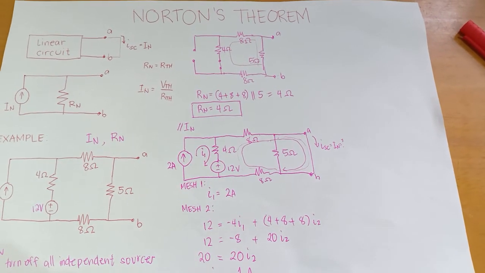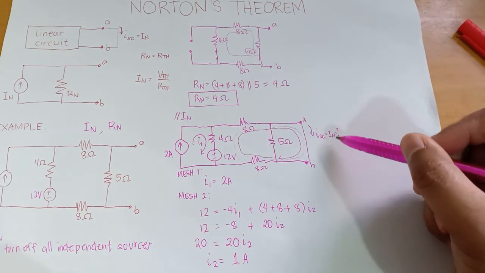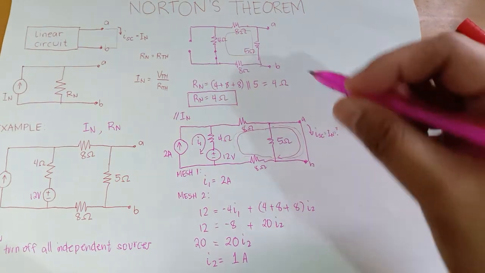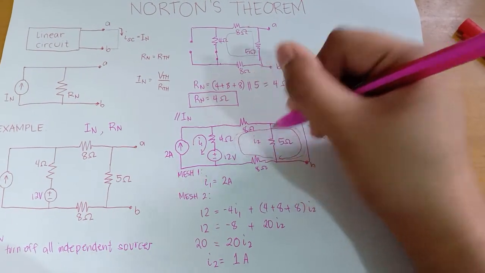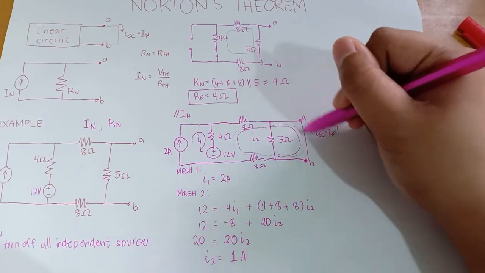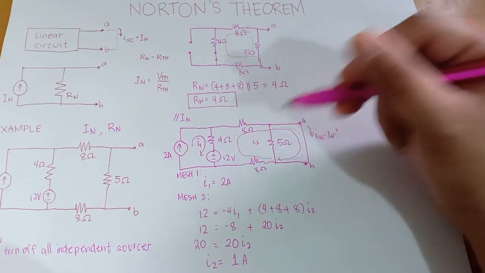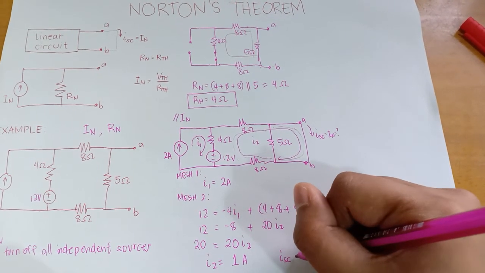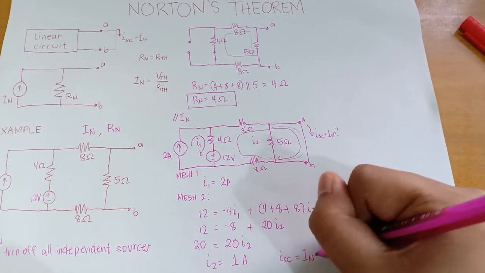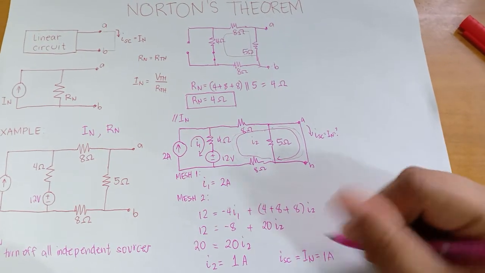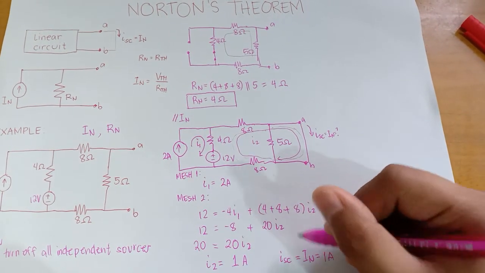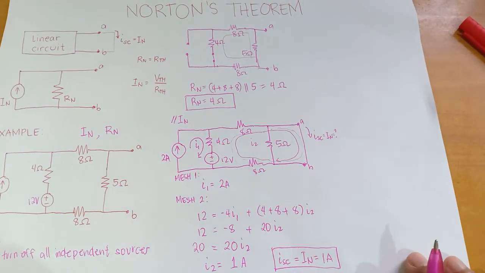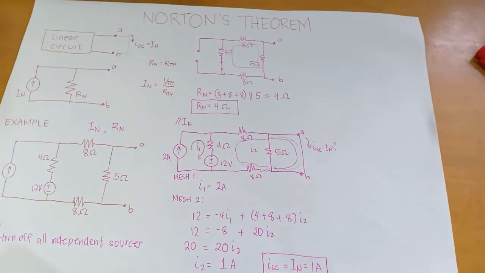So, ano ba yung hinahanap natin? We're looking for Norton current or I sub SC, short circuit current. Pero kung mapapansin nyo, ito yung I2. Ito yung I2. Ano yung na-flow dito na current? I2 din. So, ibig sabihin, yung ating ISC, short circuit current, or I sub N, ay equal din sa I sub 2, kaya 1 amperes. Yan. Okay? Dali lang, right?